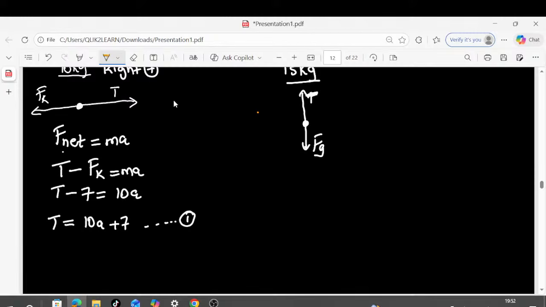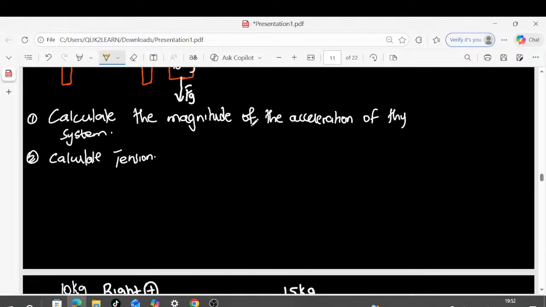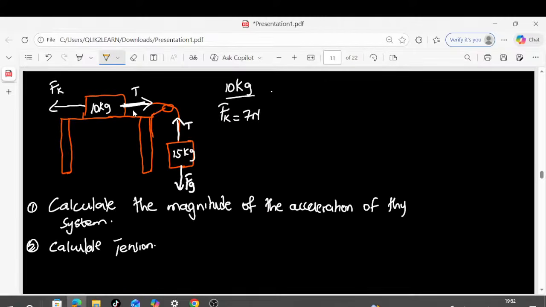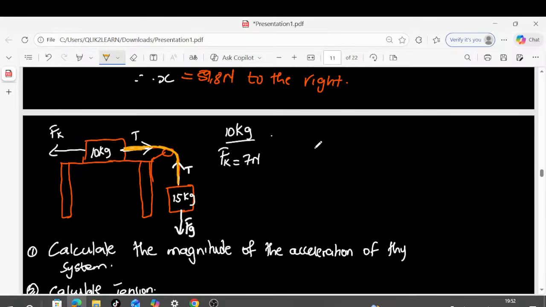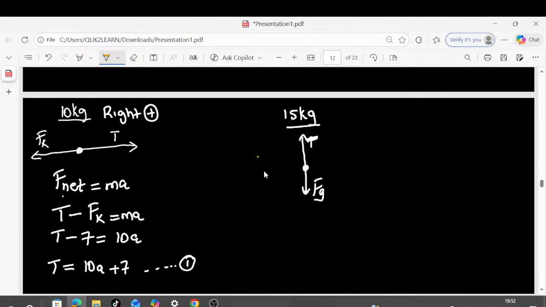So this side, remember, this is what I need you to pay attention to. If in this part we said we take right as positive, look at how this thing is moving. Can you see how this thing is moving? So if we take right as positive, we are forced to take down as positive. We don't have a choice. So now for this one, we're going to take down as positive. This is another thing that you need to pay attention to.